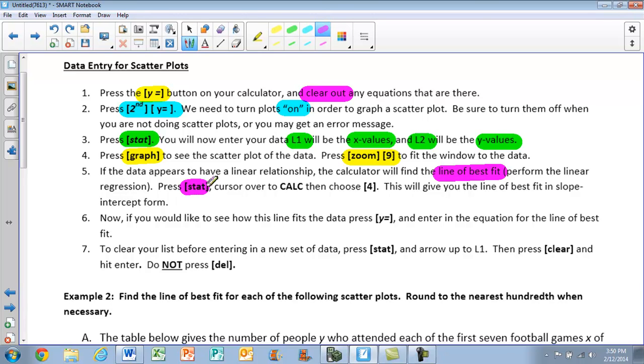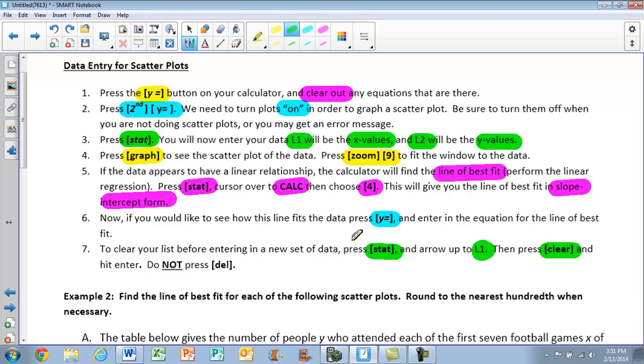What you will do is you'll press stat, and then we'll have to go ahead and calculate and choose option 4, and that will give us our line in our favorite slope-intercept form. Now, if you want to see how it fits the data, we'll actually graph that line by pressing y equals. And then lastly, to clear a list before entering a new set, you will have to press stat, arrow up to L1, and then press clear and hit enter. Main thing here is we will not press delete.